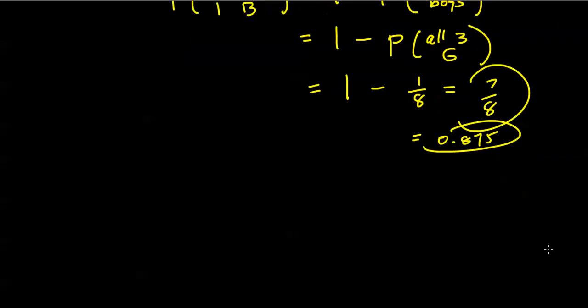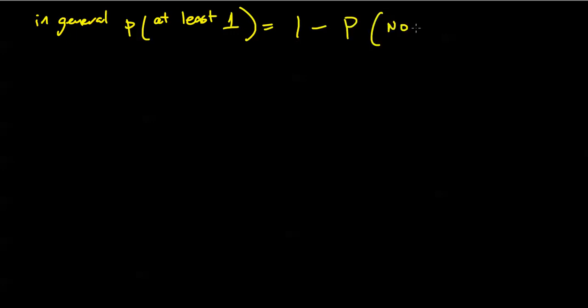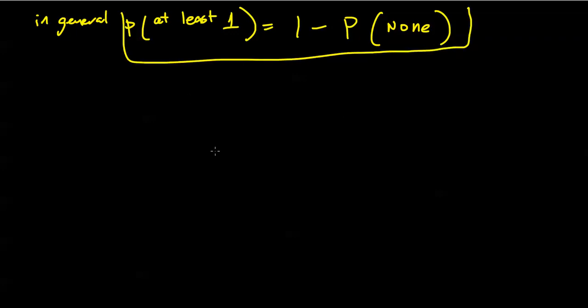I'm going to extend this example to the general idea of at least one, really of any characteristic of interest. Let me write this down. In general, the probability of at least one in any given scenario is going to be 1 minus the probability of none, whether you're talking about births or deaths or high blood pressure or number of boys, whatever. The probability of at least one is 1 minus the probability of none.